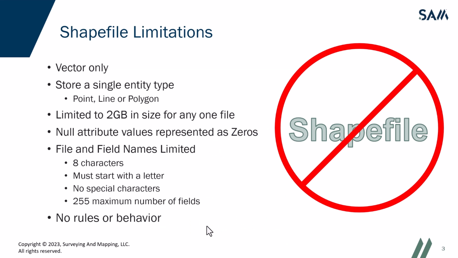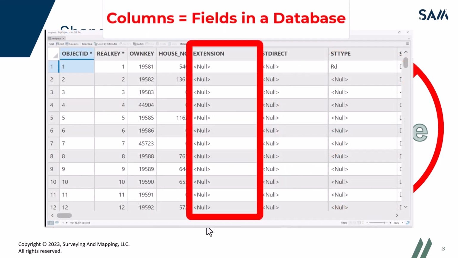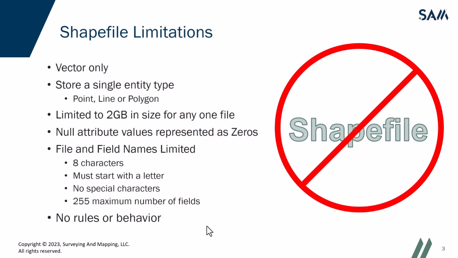Another limitation, specifically looking at the number of fields that can be included in an attribute table associated with a shapefile, is 255. So fields are columns, those columns that are in there. The maximum number in that attribute table is 255.